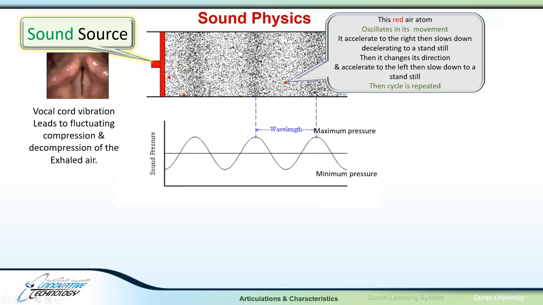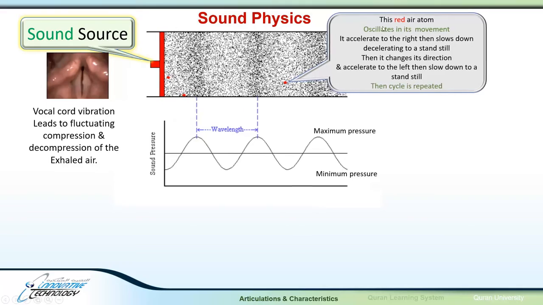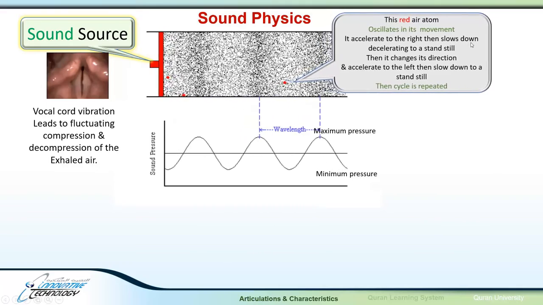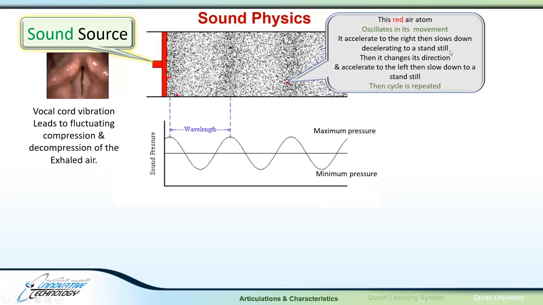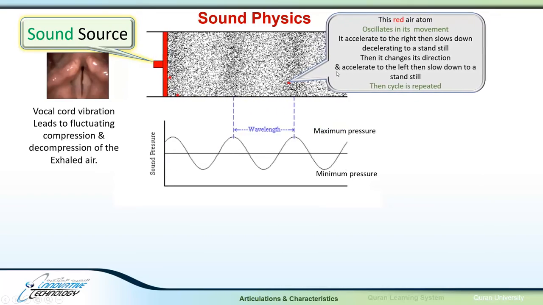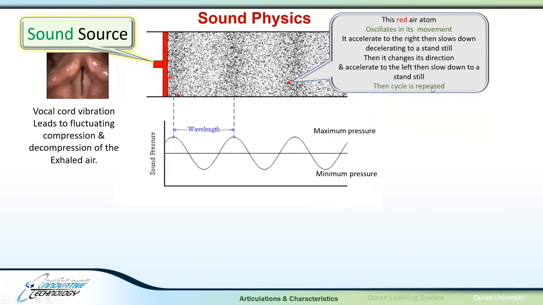Here we see an air particle or atom oscillating back and forth in movement, with an initial acceleration reaching a peak to accelerate to the right, then it slows down gradually, decelerating to a standstill, then it changes its direction and accelerates to the left, then slows down to a standstill, then the cycle repeats itself.